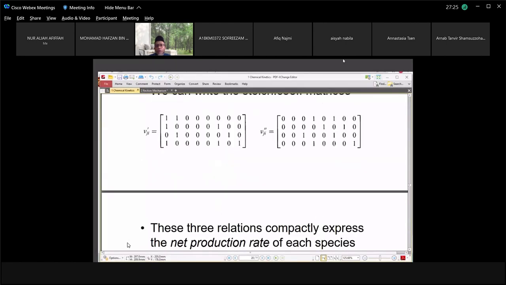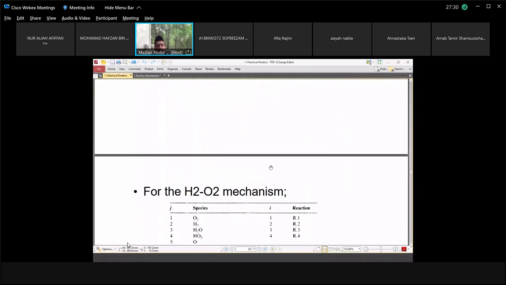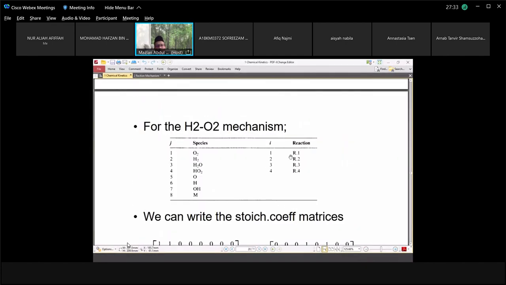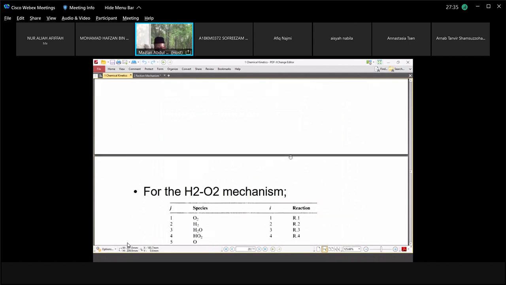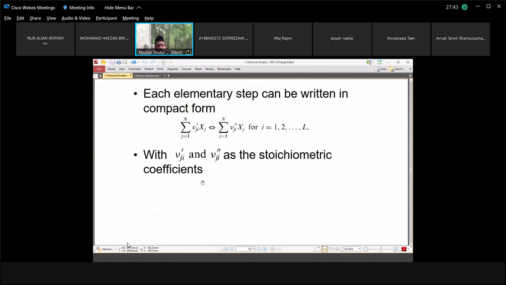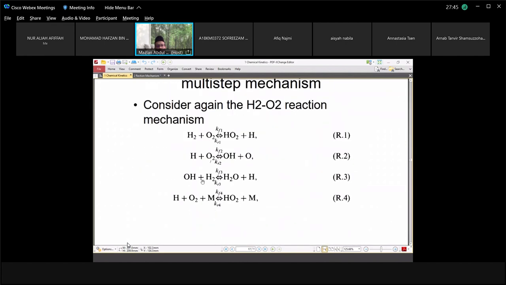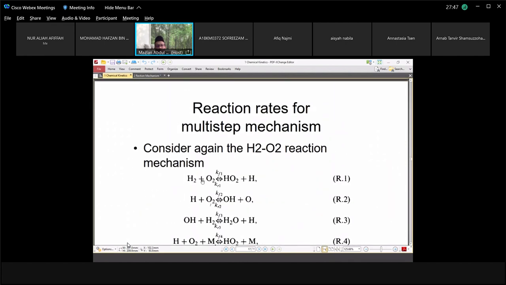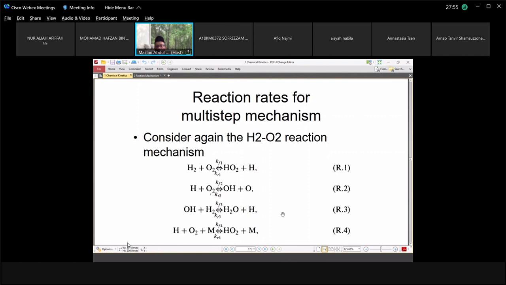Okay, this is what we left last time on the hydrogen oxygen mechanism. This is still in chapter 4. This is the reaction rate for a multi-step mechanism, the hydrogen and oxygen reaction mechanism. We have 4 reactions, R1, R2, R3, R4. So we're going to continue from here, okay?